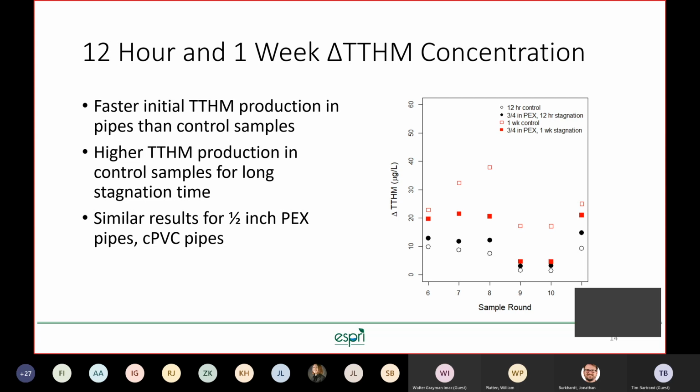The filled squares, red ones, are the pipe concentrations and the pipe delta THM over that period, and the open squares show the control, and the situation flipped. What seems to be happening is that there is THM formation near the pipe wall. There's different TOC in the pipe, so it reacts differently with the chlorine that comes in in the very near term, but you exhaust the chlorine faster, and ultimately you can form more THMs if you outside the pipe in the control.